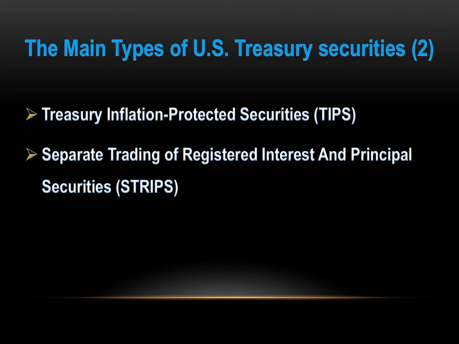Nevertheless, the U.S. government will still back the STRIPS with its full faith and credit, notwithstanding they have disassembled the original security. Banks sell the principal part at a discount so the investor can earn the face value when the bond matures later. Many other countries also sell, issue, and back STRIPS.